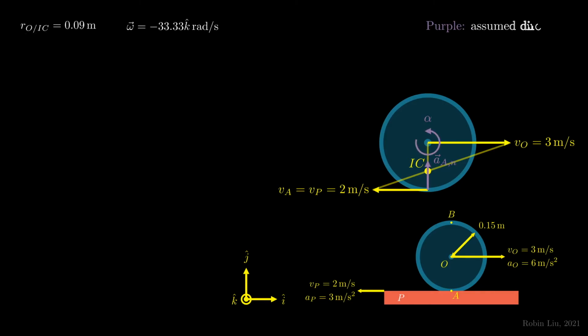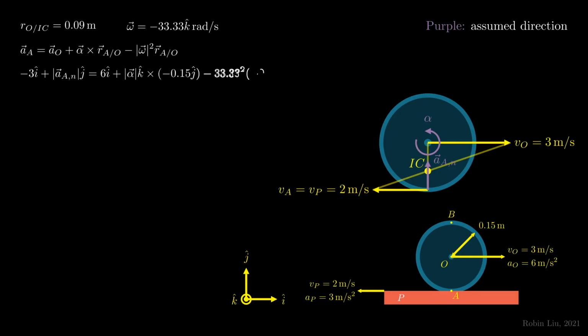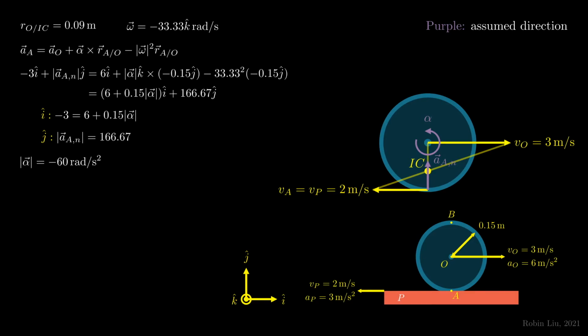It's the same formula as before, but we have to be careful when we fill in the terms of the equation. We have to recognize that the acceleration at point A also has a vertical component of unknown magnitude. I'll assume that it points upwards. Working through the equation, we can find the angular acceleration. We can then use the angular acceleration to find the acceleration of point B.